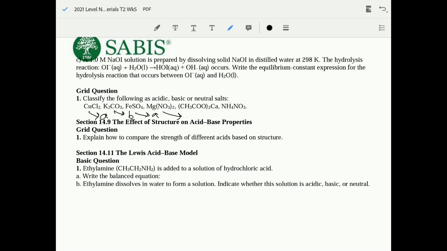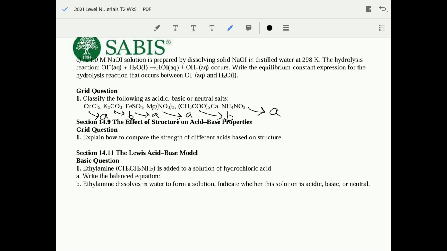MgNO3. Mg is Mg(OH)2. Okay, when I'm talking about Fe, for example, it's Fe(OH)2, right? Mg(OH)2 is a weak base, HNO3 is a strong acid, so it's acidic. Okay, Ca(CH3COO)2. Ca(OH)2 is a strong base, CH3COOH is a weak acid, so it's basic. And NH4NO3: NH4 is a weak base, and NO3 is a strong acid, so it's acidic.